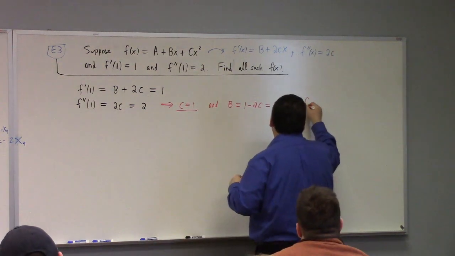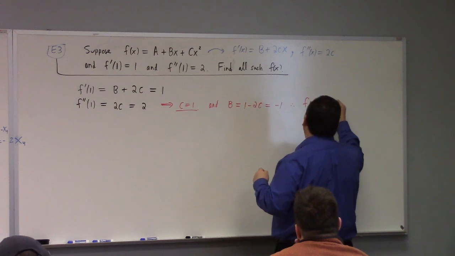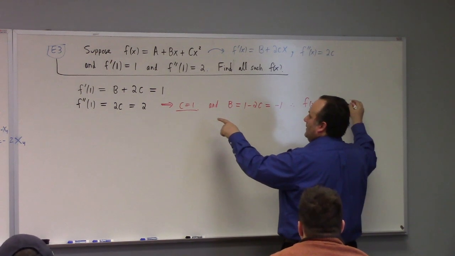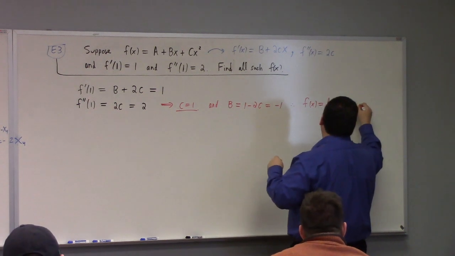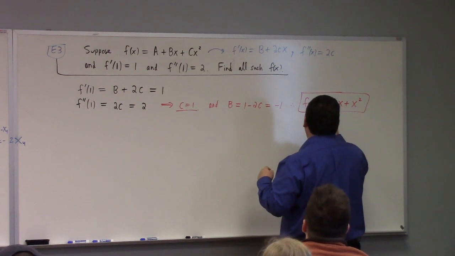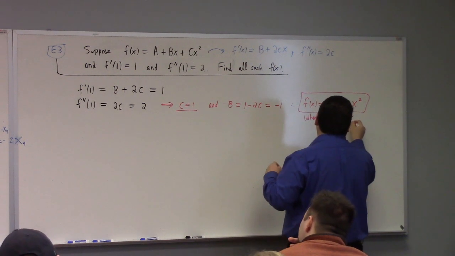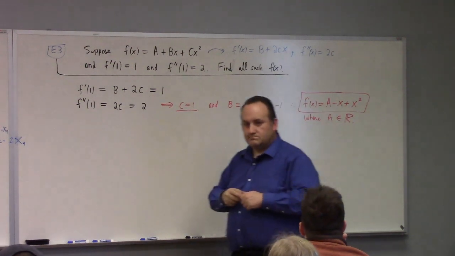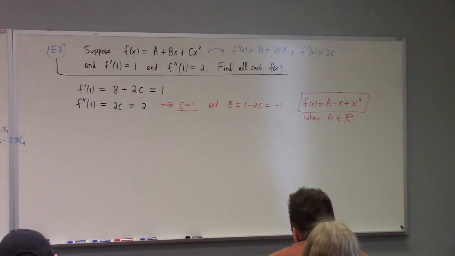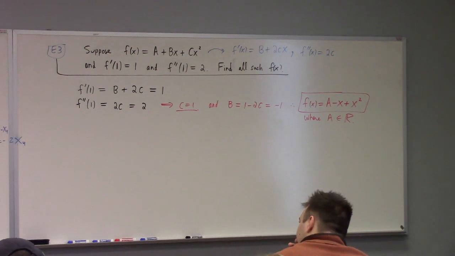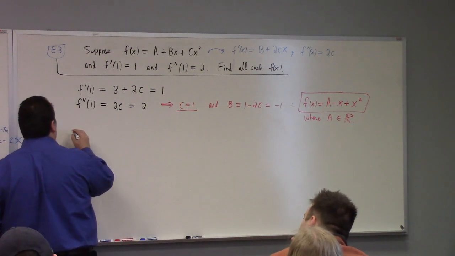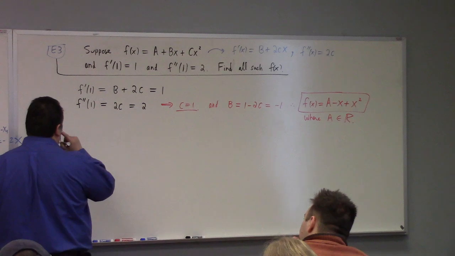So therefore, f of x is equal to a minus x plus x squared, where a is a real number. But I'm trying to illustrate row reduction today, so let's look at what this looks like if we did row reduction. This will give me a chance to introduce some new notation as well.